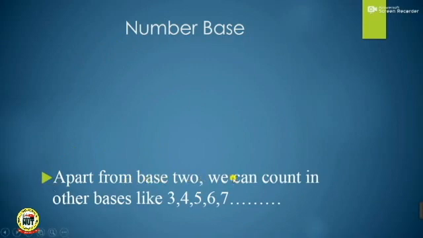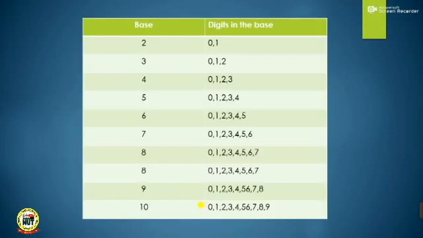Apart from base 2, we can count in other bases like base 3, base 4, base 5, base 6, base 7, and so on. So we can count in so many other bases, not just in base 2. Alright, we have bases and the digits in the base. For instance, in base 2, the digits you expect to see are just zeros and ones. So these are the digits that make up base 2, which are binary numbers.